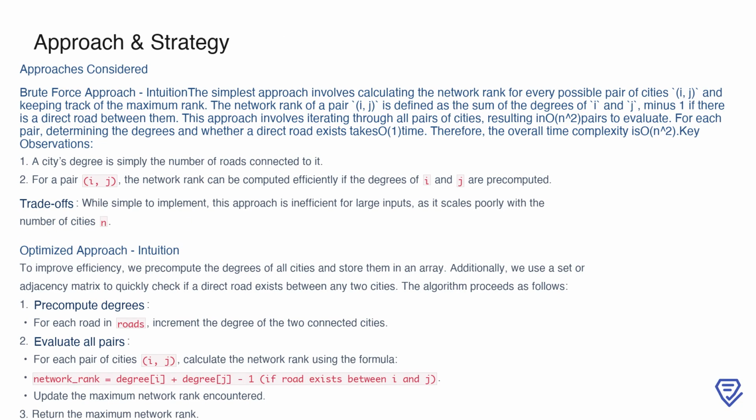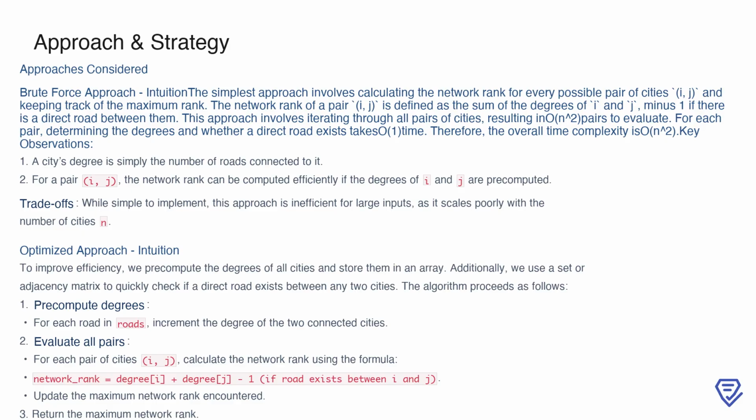To solve this problem, we first consider a brute force approach. Here, the idea is straightforward: calculate the network rank for every possible pair of cities, i, j, and track the maximum rank found. The network rank of a pair is calculated as the sum of the degrees of the two cities, minus 1 if there's a direct road between them. Since a city's degree is simply the number of roads connected to it, we can pre-compute these degrees beforehand to make the computation more efficient during the pair evaluations.